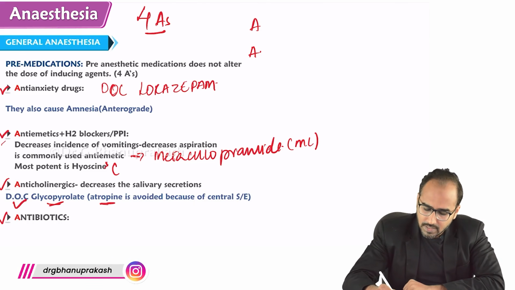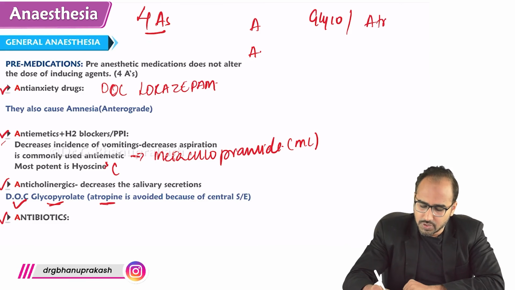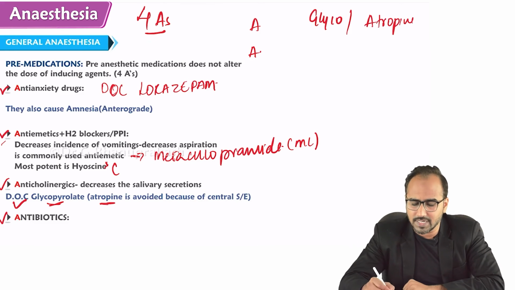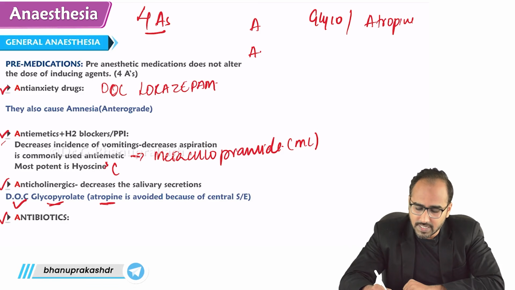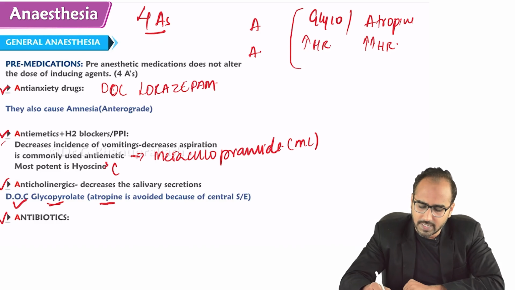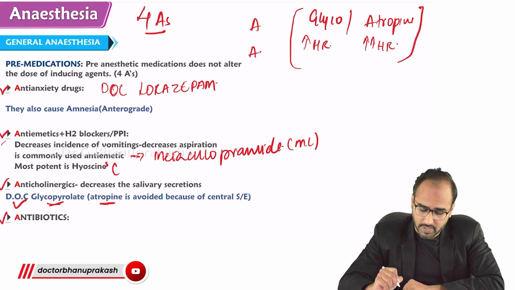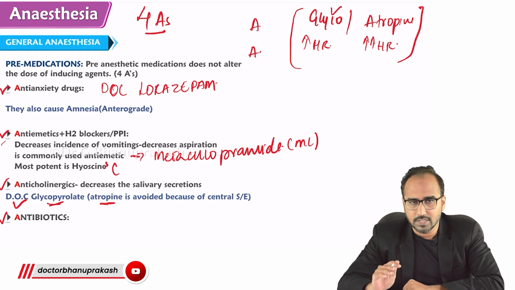Why not atropine? Whether it is glycopyrrolate or atropine, both will decrease the salivary secretions. But atropine, along with decreasing the salivary secretion, increases the heart rate much, whereas glycopyrrolate increases the heart rate only a bit, right? Due to this, the drug of choice remains glycopyrrolate.